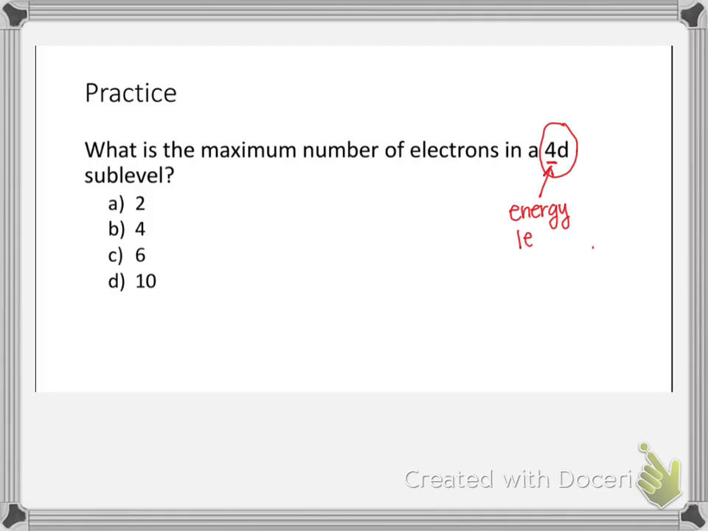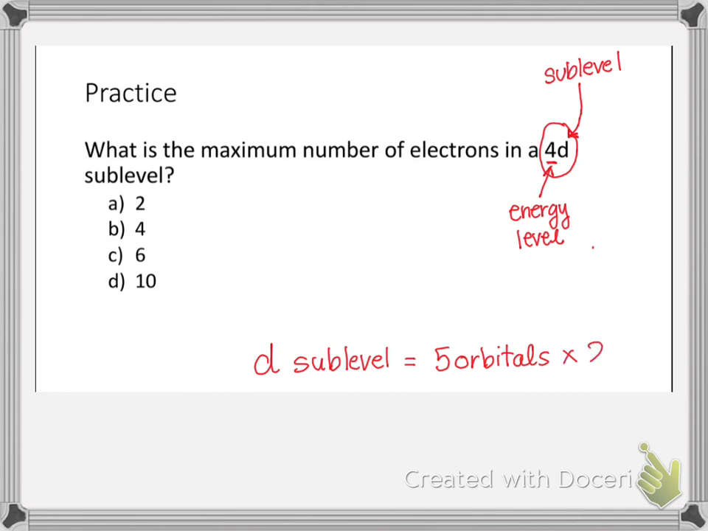That's the only one that could have a D of the ones that we've been working with so far. But what tells me how many electrons is the D sublevel? So my thought process would have to be: a D sublevel has 5 orbitals times each orbital has 2 electrons each. So this is going to be 10 electrons in any D sublevel.